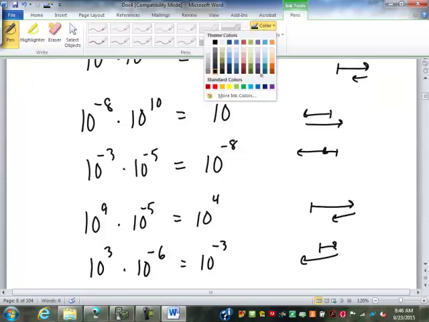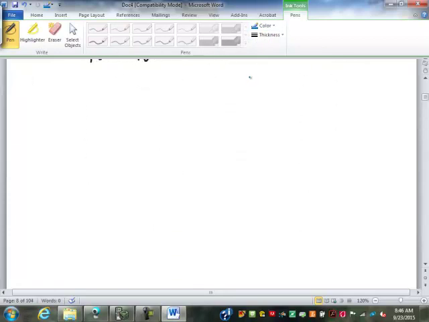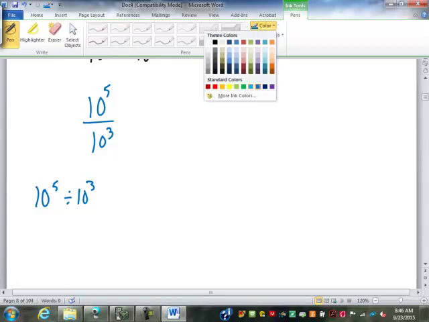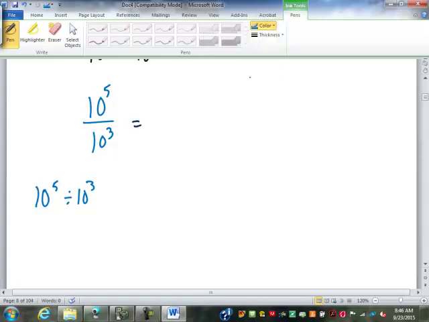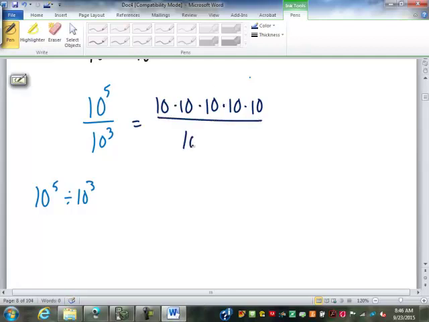Any questions so far? Okay, well, what if I do this? 10 to the 5th divided by 10 to the 3rd. Now, I could have written it like this, but writing it in fraction form, it's still a division problem, but it allows me to work with it a little bit easier. 10 to the 5th is still 5 tens multiplied together. 10 to the 3rd is 3 tens multiplied together.